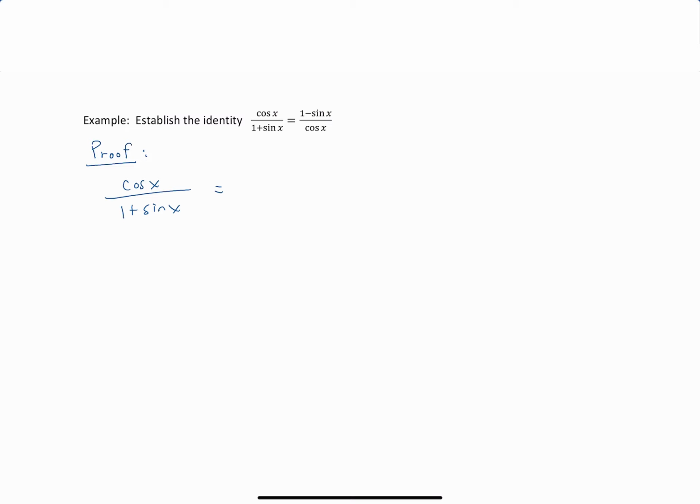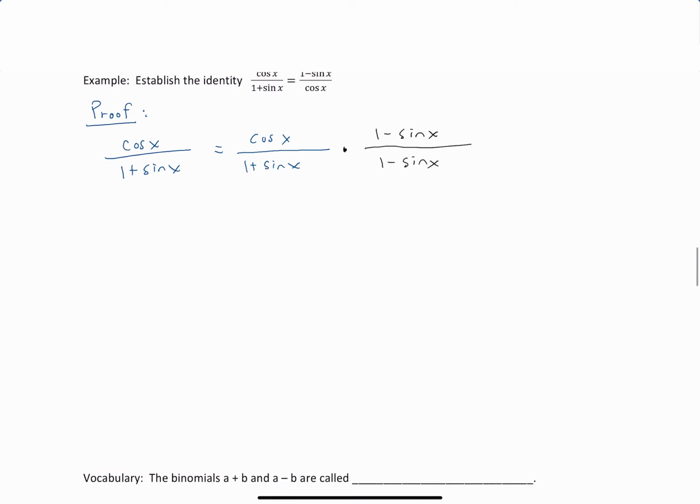Well, there's a trick that often works when you have a binomial either in the numerator or the denominator, and that is to multiply by the conjugate of that binomial. In other words, the same binomial but with the sign changed. And of course we have to do the same thing both above and below. That way we're just multiplying by a gigantic number 1. Let's see what we have now.